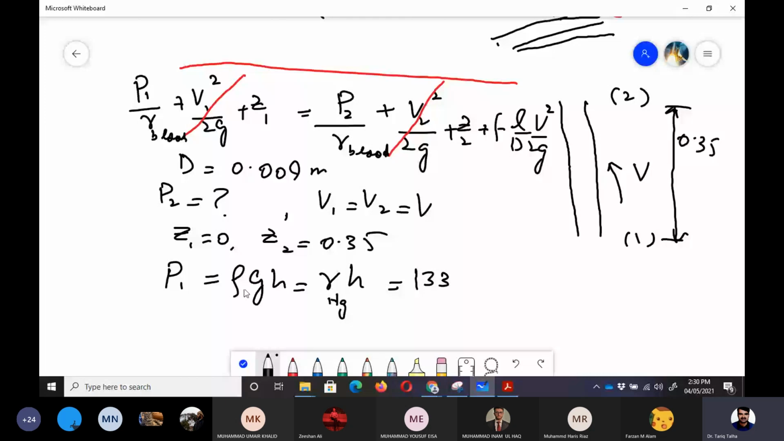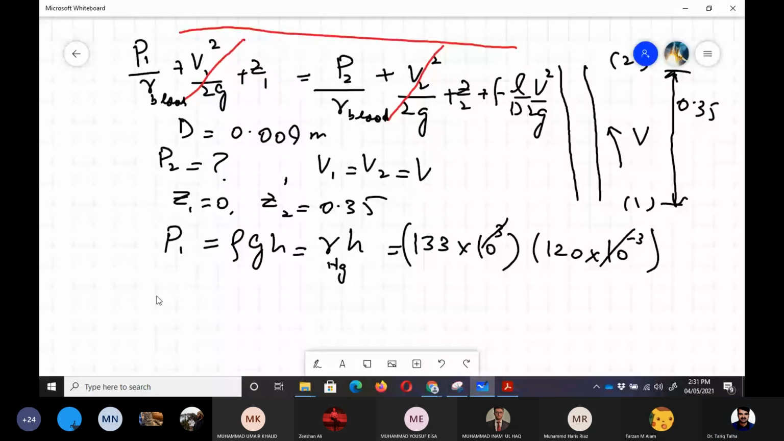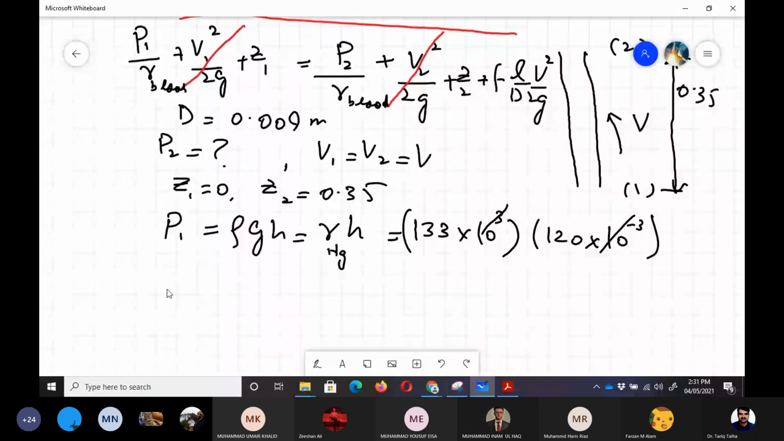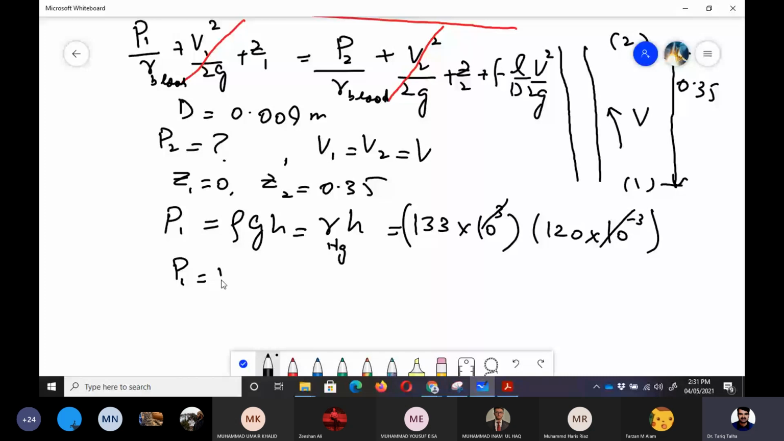So here the gamma would be for the Hg. So 133 into 10 to the power 3 into H, which is 120 mm, 120 into 10 to the power minus 3. So if we do that, P1 comes out to be 15.96 kilonewton per meter square, right?